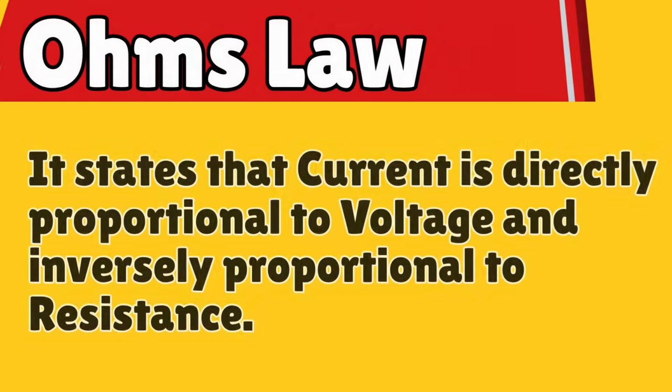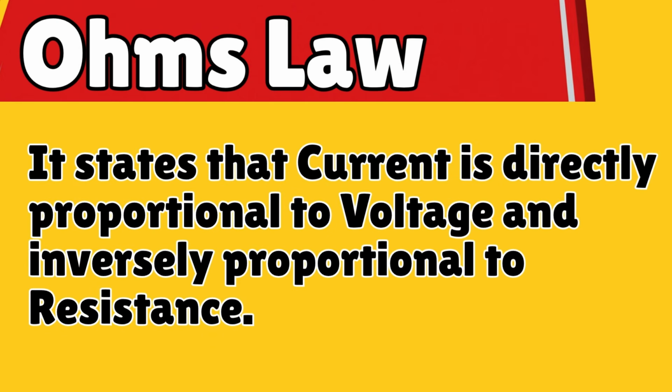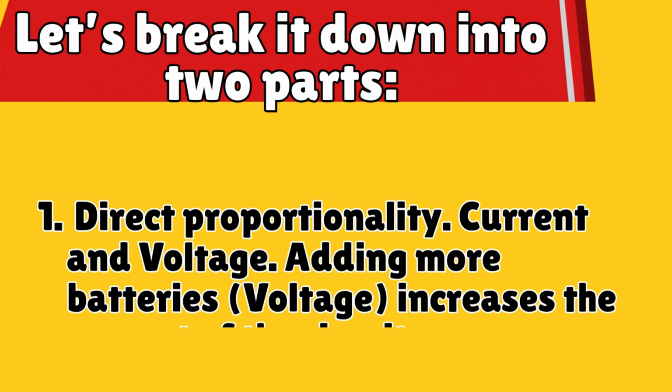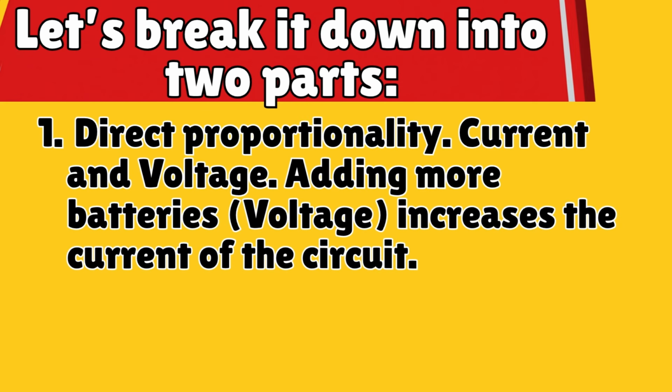So from our lesson, we learned about Ohm's law. It states that current is directly proportional to voltage and inversely proportional to resistance. So to make it easier for you to understand, let's break it down into two parts. Number 1 is direct proportionality. It means that when one value increases, the other also increases. And current and voltage have direct proportionality. Adding more batteries increases the voltage, which increases the current of the circuit. So that is the reason why adding more batteries makes the light or the bulbs brighter.